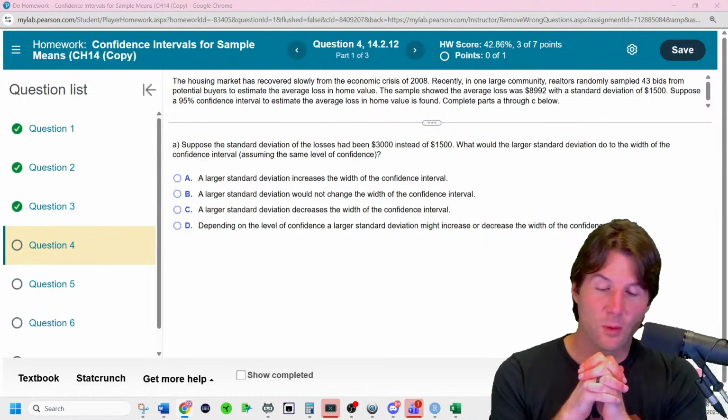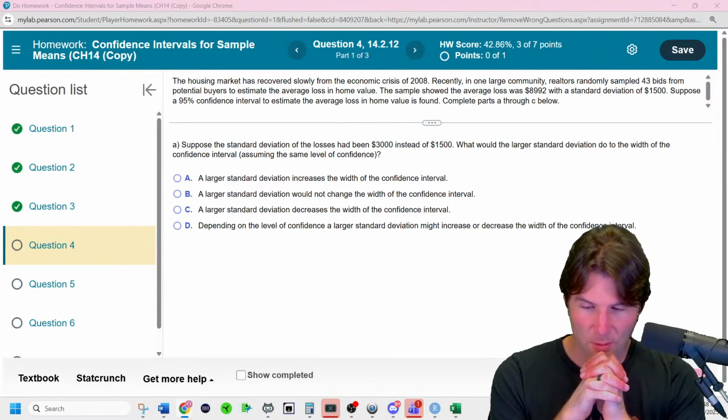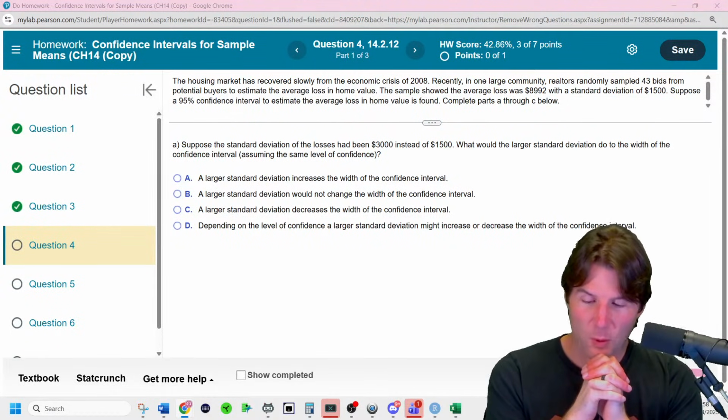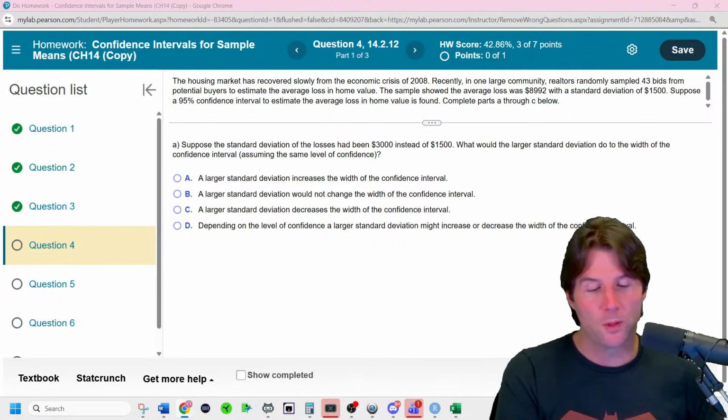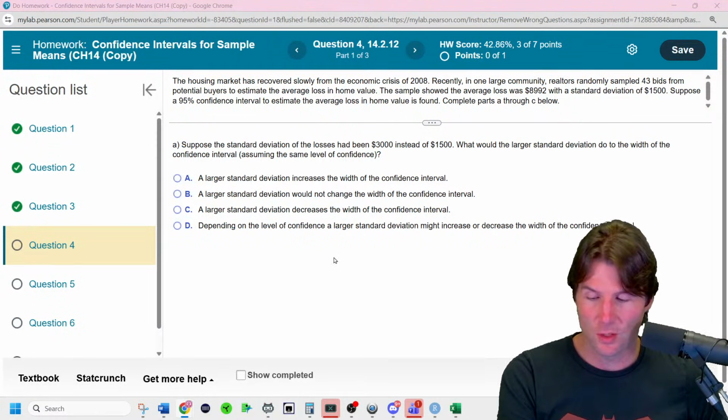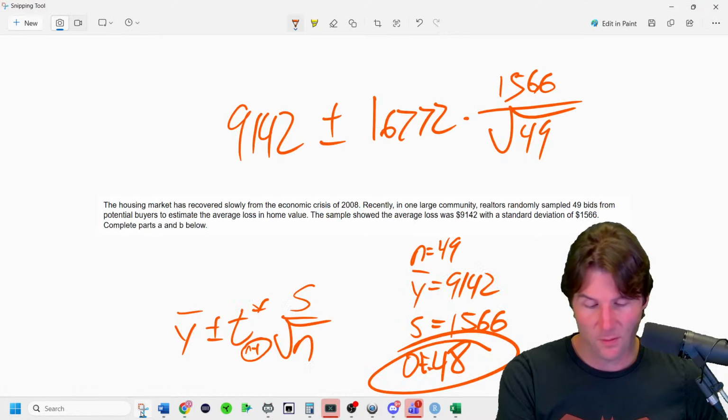The housing market has slowly recovered. We did this one. Wait, it sounds just like what we just did. I suppose the standard deviation of losses had been 3,000 instead of this. What would the larger standard deviation do to the width of the interval? Well, we can figure that out.